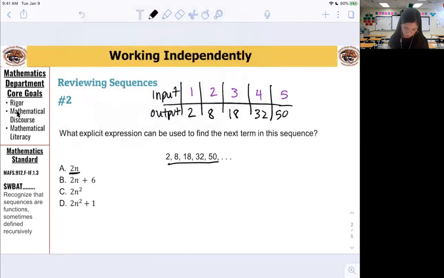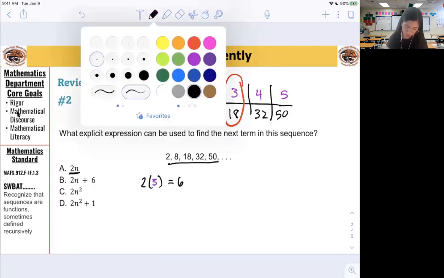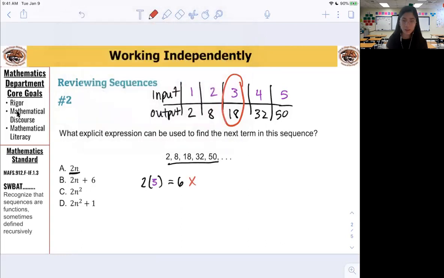Well, that one's easy. I just have to plug in a number. Let's stick with 3 again. I want to get an 18. Let's see if that happens. So I'm starting with answer choice A. 2 times 3 is 6. Unfortunately, it is not 18. So that one does not give me the answer I wanted.